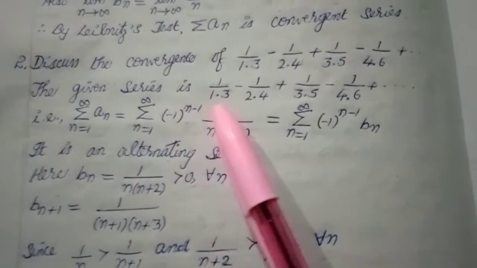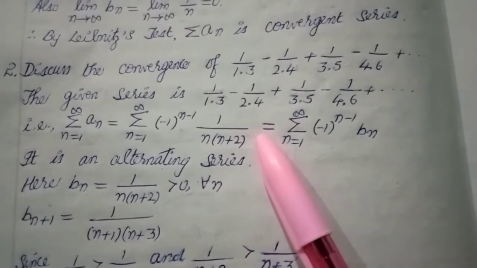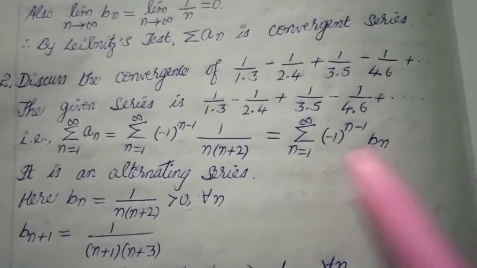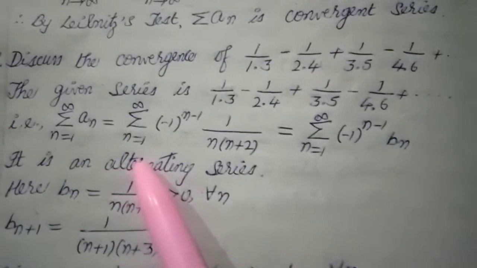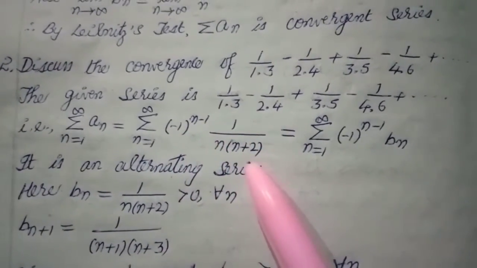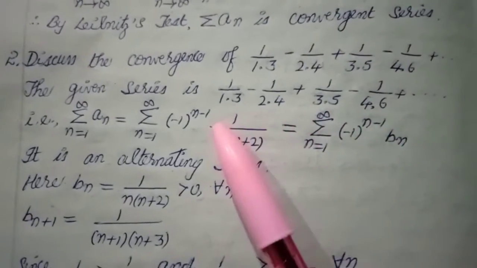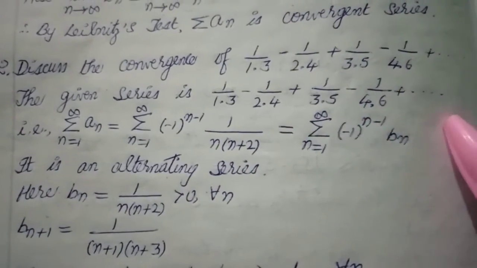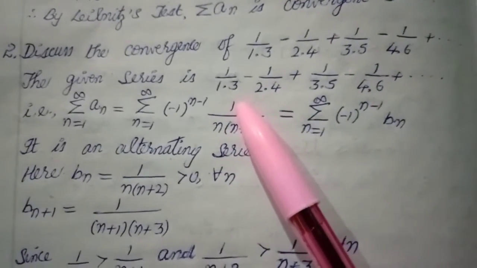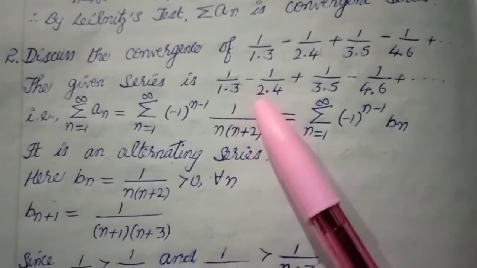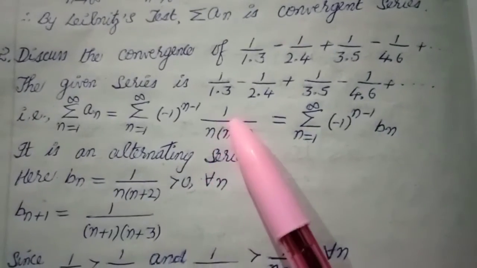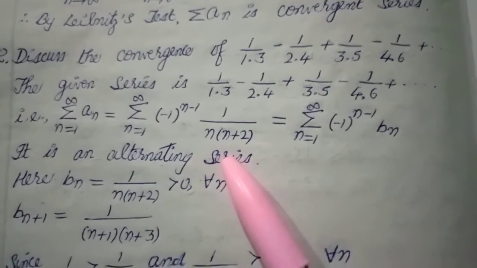Here your given series is 1 by 1 into 3 minus 1 by 2 into 4 plus 1 by 3 into 5 minus 1 by 4 into 6 and so on. Now let's write the nth term. So nth term will be sigma n is equal to 1 to infinity minus 1 raised to n minus 1, 1 divided by, now let's take all the first terms here. It's 1, 2, 3, 4 and so on. So nth term becomes n, and when I take the second term, the first term is 3, which means it is 2 more than the first term. So it is 3, 4, 5 and so on. So nth term becomes 1 divided by n into n plus 2.